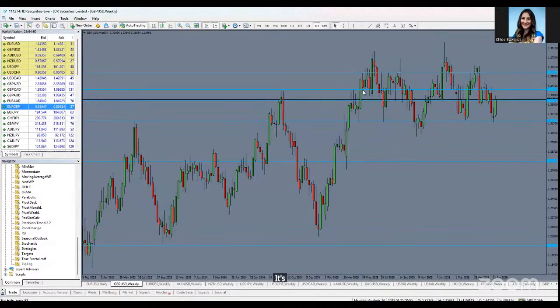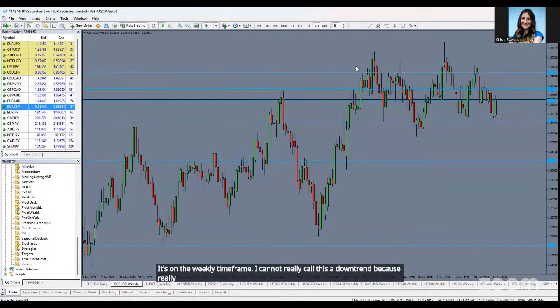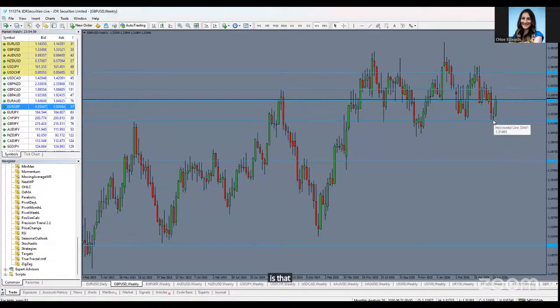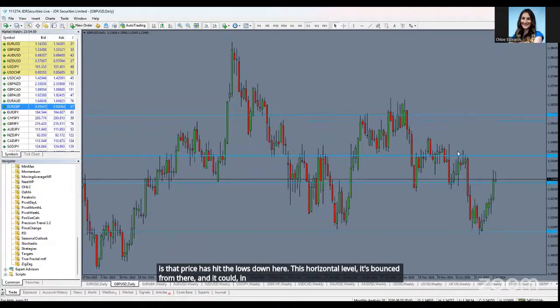It's on the weekly time frame. I cannot really call this a downtrend because really what I see is a range. This big box here, a big range from the highs around here down to the lows around here. And what I envisage is that price has hit the lows down here, this horizontal level, it's bounced from there, and it could in fact even be heading back up to the highs of that range.